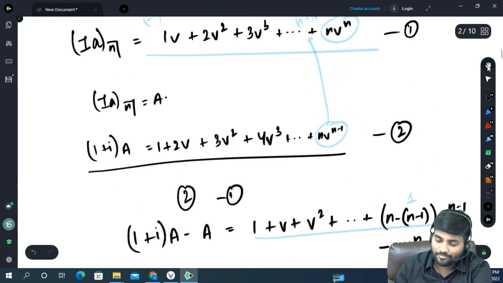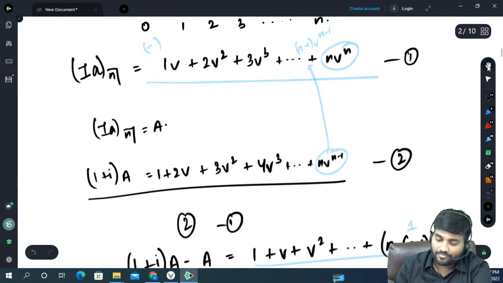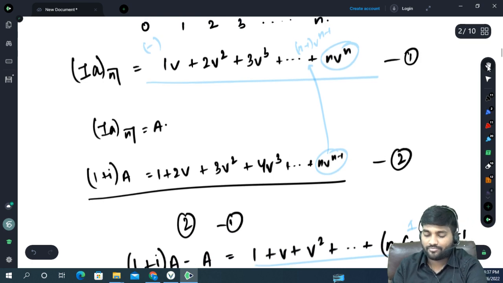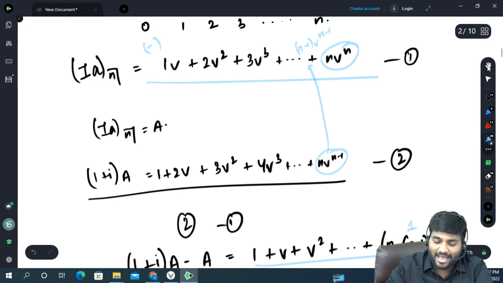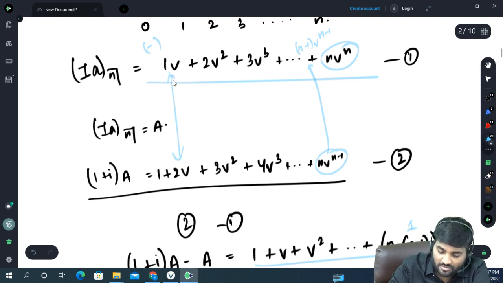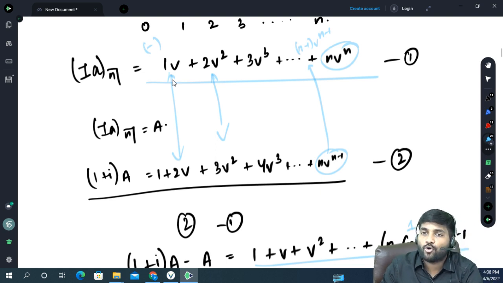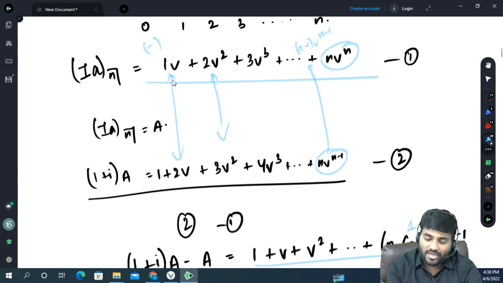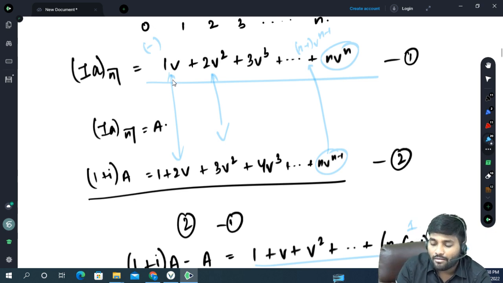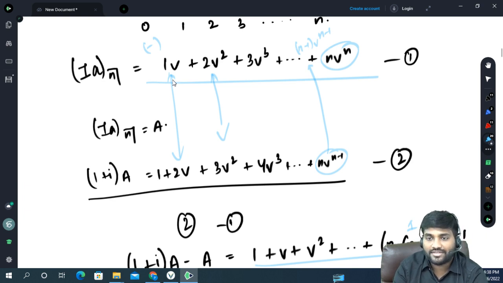Please copy. We need to match the terms. Matching is very important, like this. We need to match the terms, okay? So in 1 all the terms are in minus, and all the terms in 2 are in plus, okay? So n minus 1 whole into V to the power n minus 1, so it is coming to 1 only.